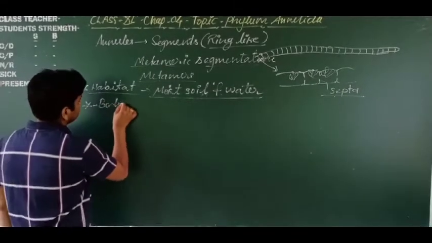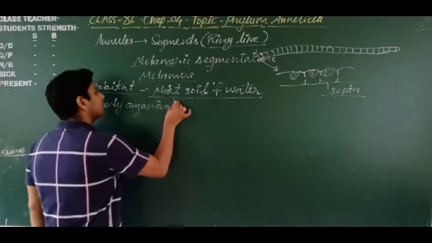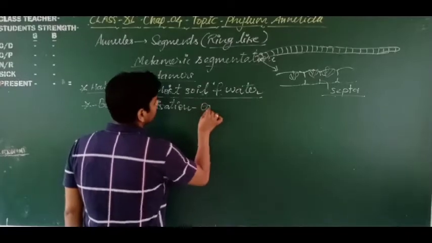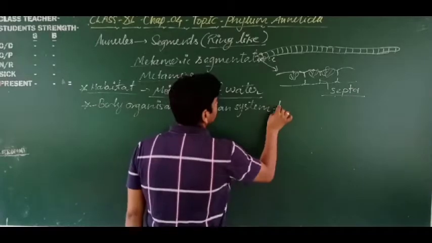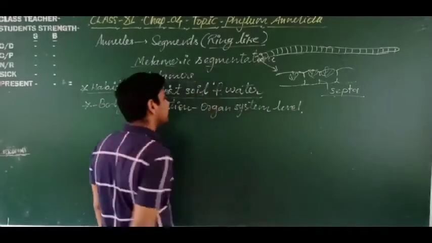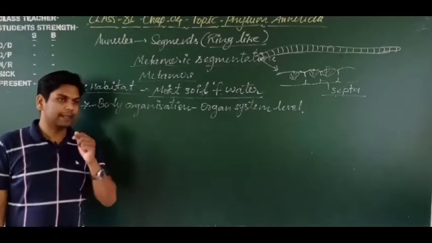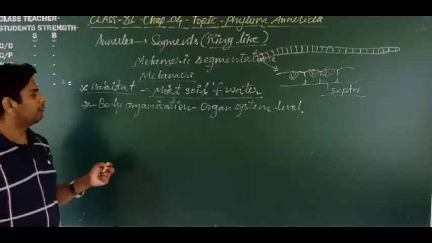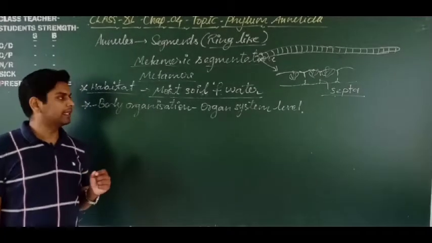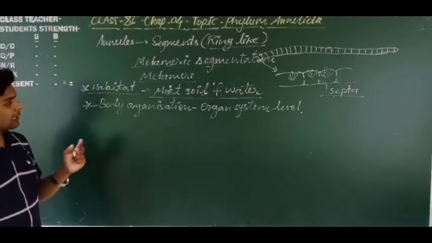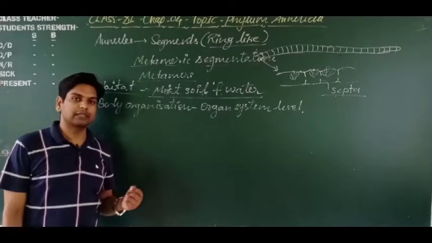Which type of body organization? Body organization is organ system level. You know, we have discussed in earlier phylums that organ level body organization was present. In phylum Platyhelminthes we have seen that the digestive system was found, but the digestive system was not complete in Platyhelminthes. Then organ system level is present in phylum Aschelminthes. So in Aschelminthes the digestive system is complete.